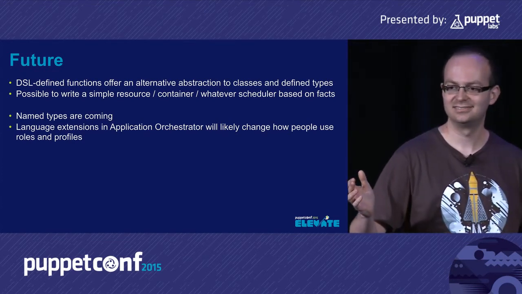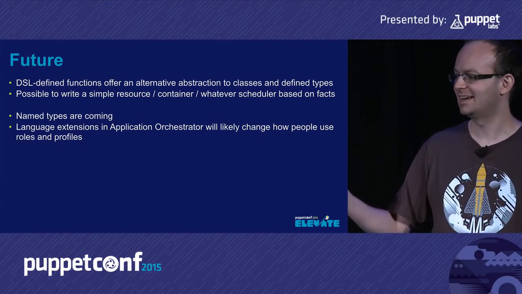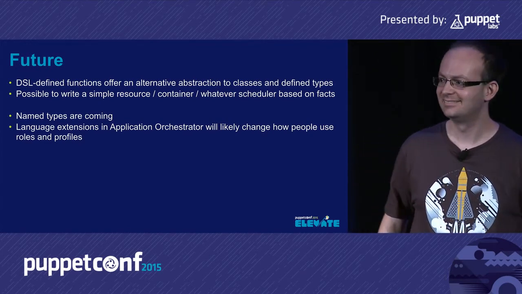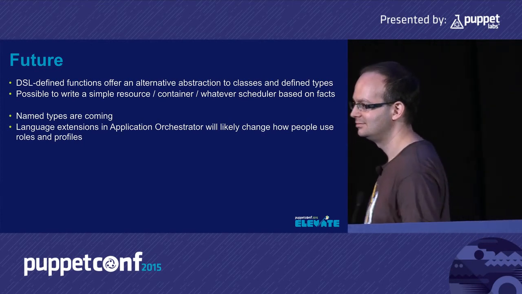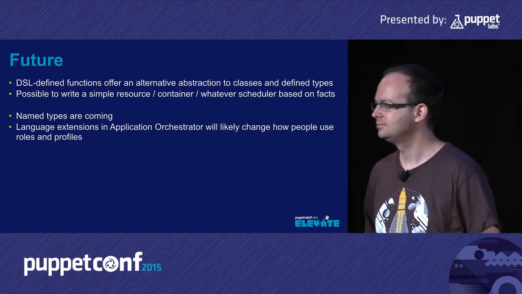Questions? Comments? Heckling? I was wondering, could you talk a little bit more about how you test the external functions that you're using in your Puppet code, like with RSpec Puppet or Beaker?